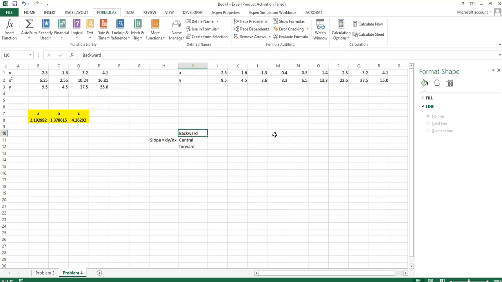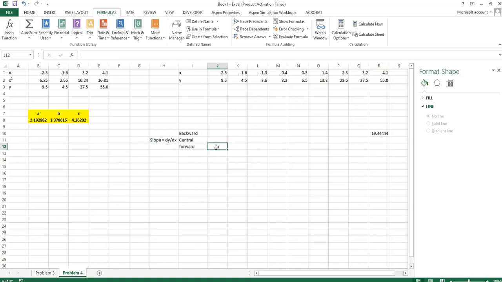Now let's calculate the backward slope. The backward slope from here, I will just say is equal to bracket open, the R1, R2, which is your y0, minus your Q2, bracket close, divide by bracket open, x subscript 0, which is your R1, minus your Q1, bracket close, enter. So this is the value for the backward slope.